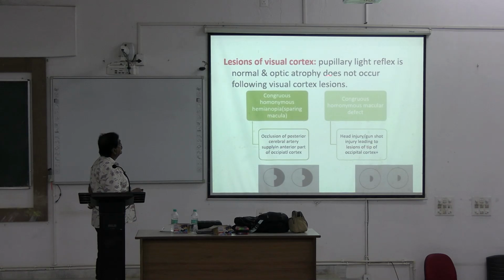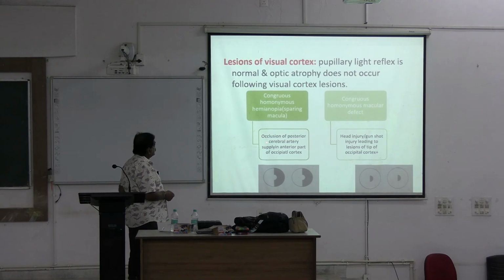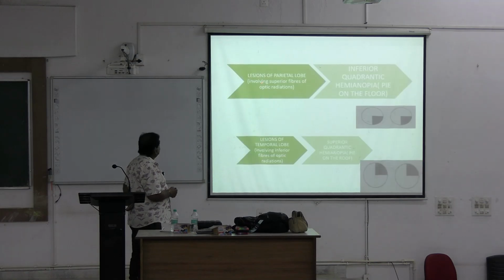Optic atrophy does not occur following visual cortex lesion. Congruous homonymous hemianopia, sparing the macula. Congruous hemianopia, macular defect. Occlusion of the posterior cerebral artery, supplying the anterior part of the occipital cortex. Head injury, gunshot injury, leading to lesions of the tip of the occipital cortex. Lesions of the parietal lobe involving superior fibers of the optic radiation.